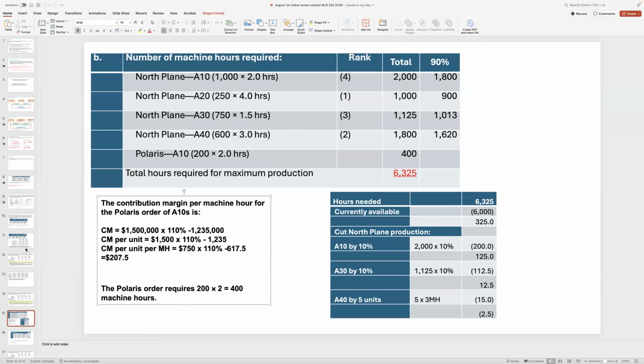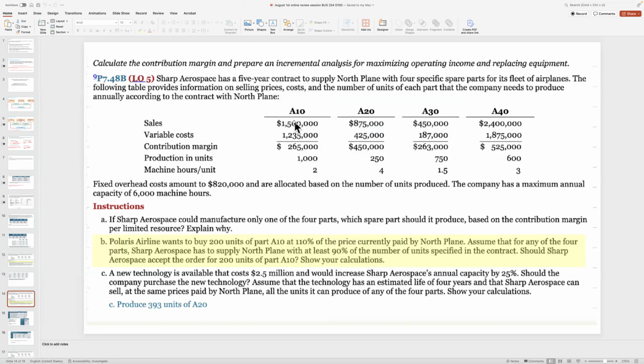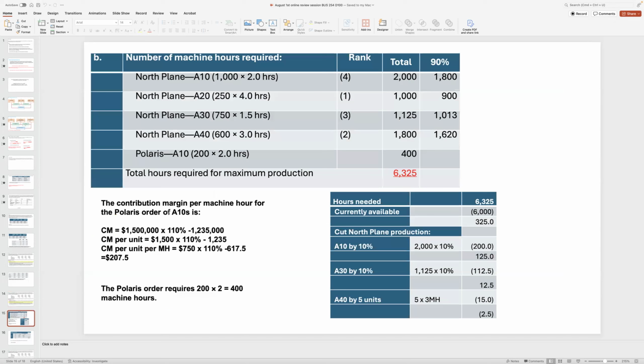So if you take a look at here, the regular sales with North Plain is 1.5 million on 1,000 units, right? So that tells me that the selling price is 1,500 per unit to North Plain. Okay, so if that's 1,500 per unit, that's the selling price, but they're paying 110% more, right? So this is the price they're paying Polaris.